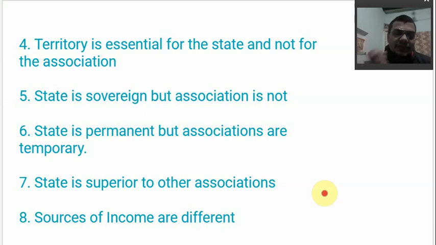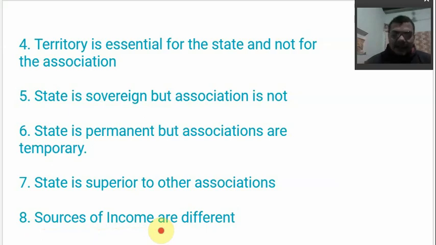And the last point is, sources of income are different. How does the state get its income? It gets its income in the way of taxes. State can impose taxes. The biggest form of income for the state is taxes. Income tax or GST or excise duty and certain other taxes like the professional tax or agricultural tax that can be imposed by the state.